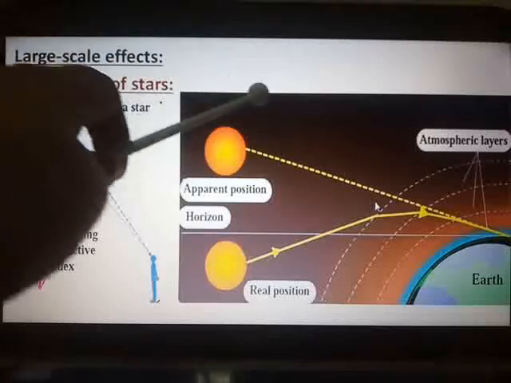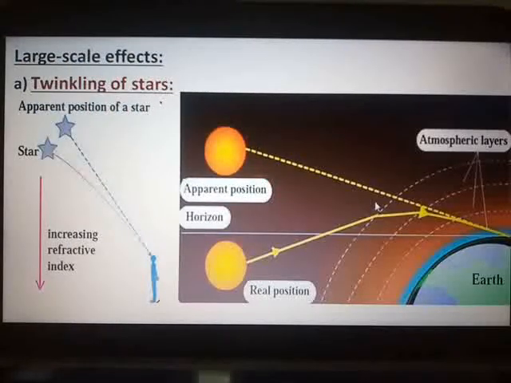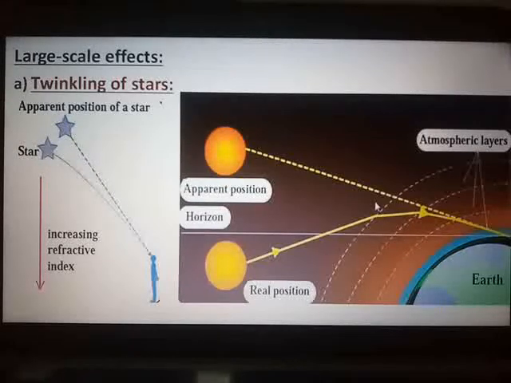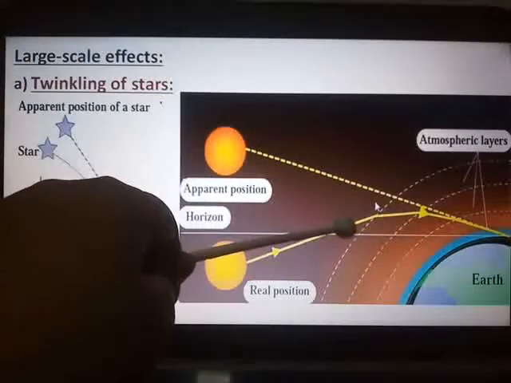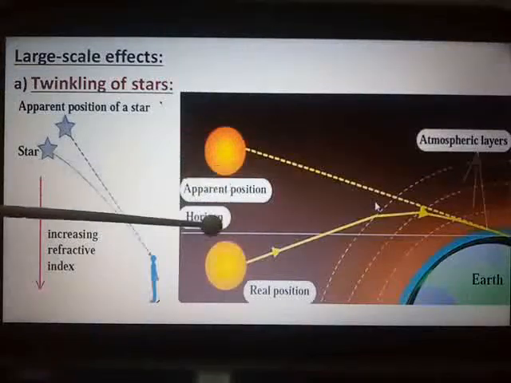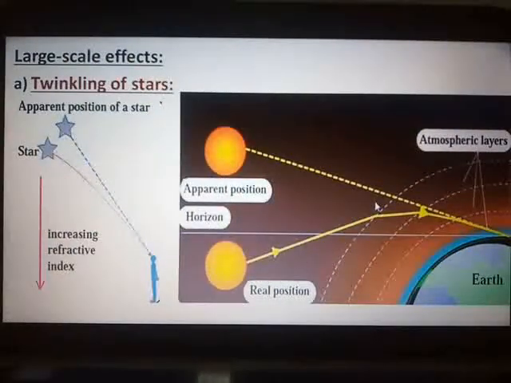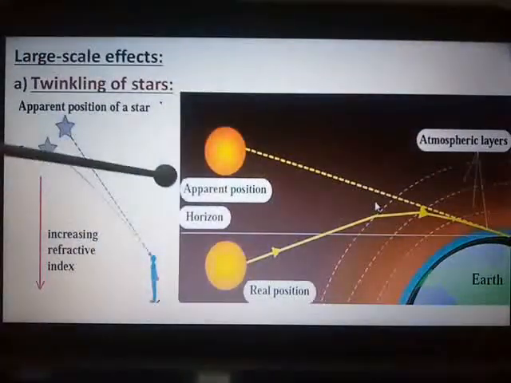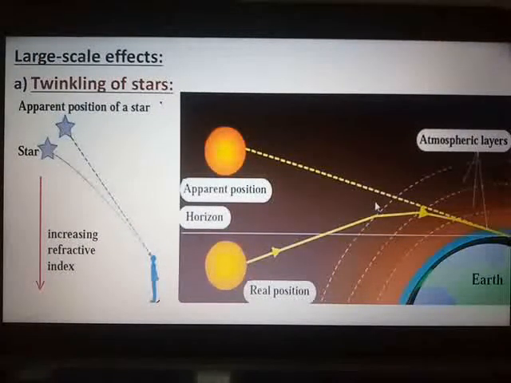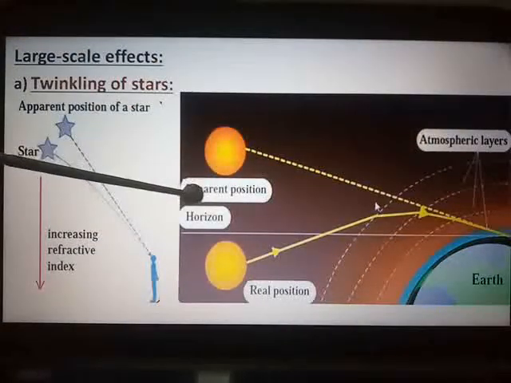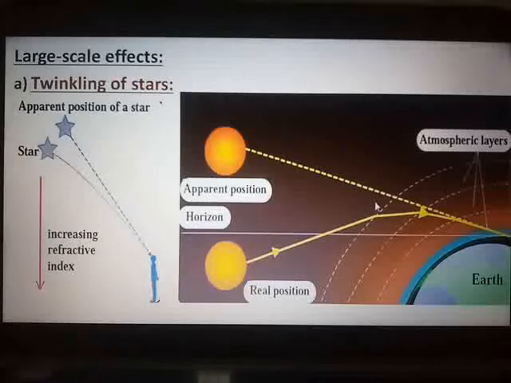Now, a very important thing here is the give-reason question, or secondly, this diagram can be asked in the exam. You will not have to draw it, but they will draw the diagram for you, keep these 4 boxes empty, give the names A, B, C, D or 1, 2, 3, 4, and tell you to label the given parts. So you should know the labels carefully: atmospheric layers, apparent position, horizon, and the real position.